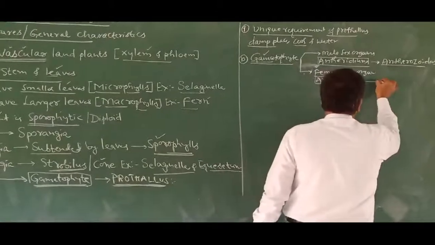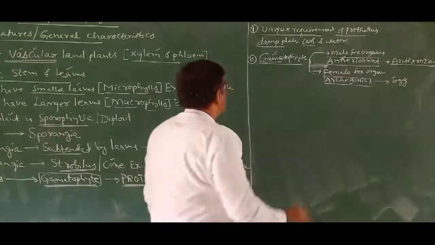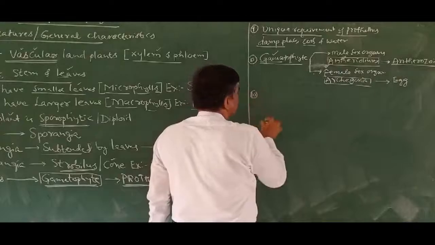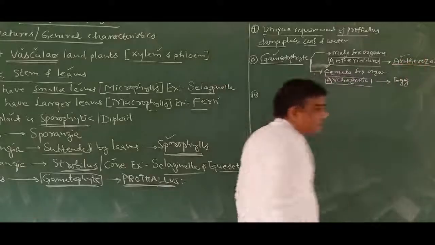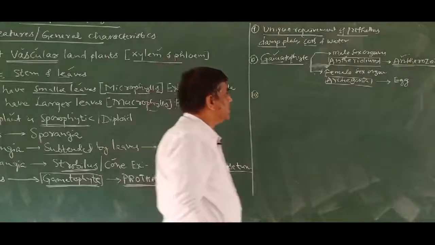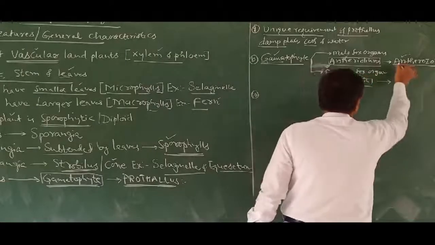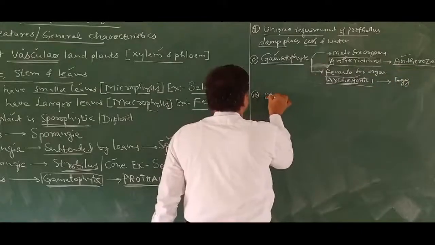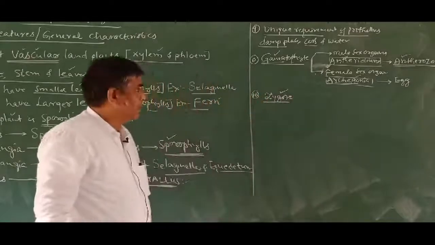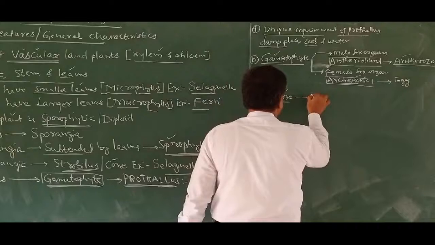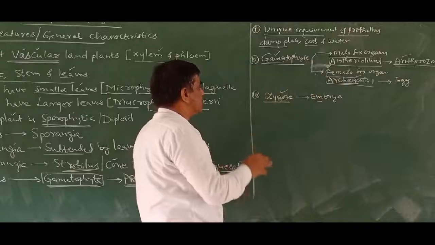Similarly, the archegonium produces a single egg. You have to understand here: these antherozoids, the male gametes, are released in the water, and they reach the mouth of the archegonium. Later the antherozoids fuse with the egg, and there is a formation of a zygote. After fertilization, it develops into a zygote, and this zygote later develops into an embryo. So this is the process we can understand.